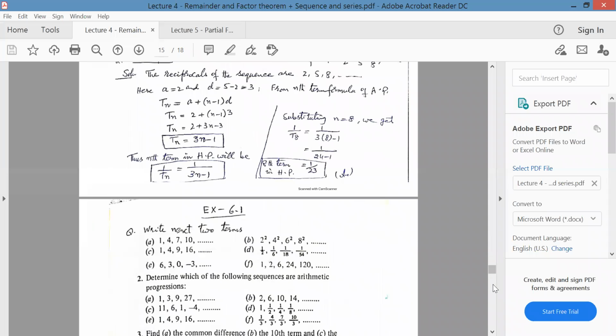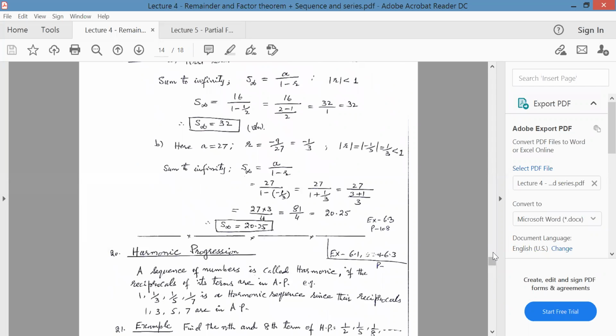And next is the harmonic progression. Let me finish it, then we can talk.